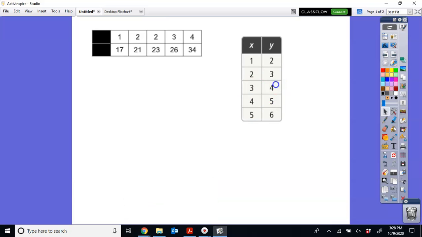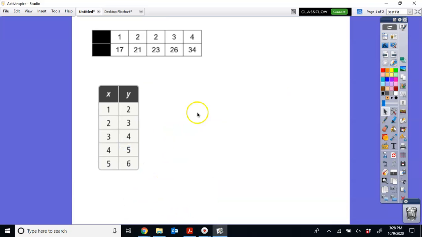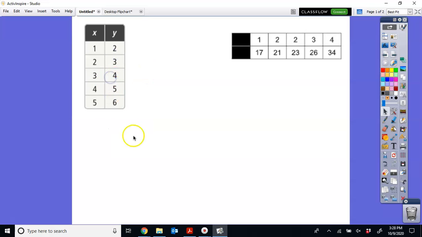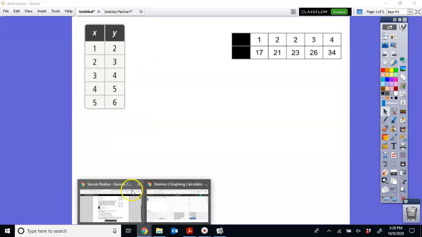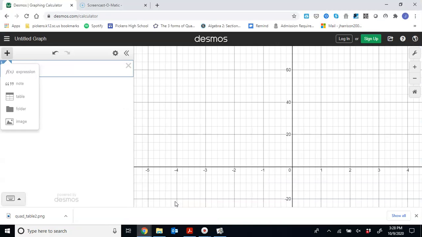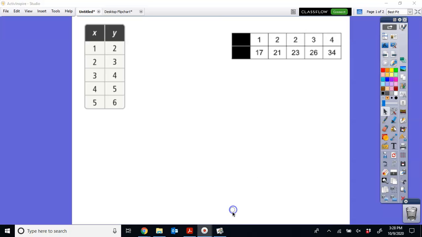I'm going to use the one on the right first. I'm going to find the equation for this one because it's a little bit more precise, with prettier numbers. So we're going to plug in a table. I had you practice this earlier in the introduction module, with the Desmos activity. So what we want to do is take this guy here.